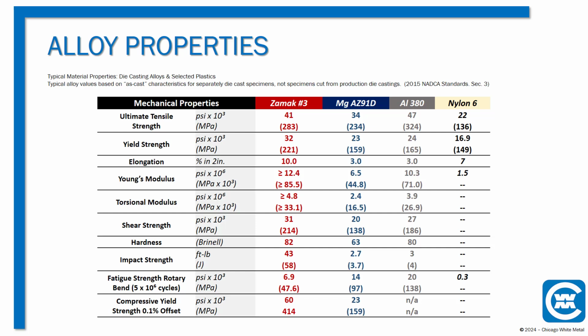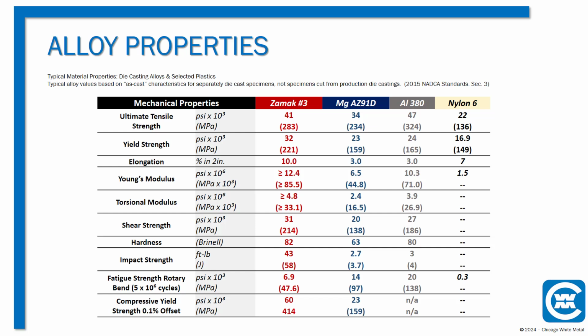The alloy properties, I'm not going to talk a lot about this, but if you're watching this, you can pause it and look at any properties you need to. We're also happy to send you information about this as a PDF or other file type. It gives all the chemical and physical breakdown of all the alloys that we cast: the Zamac, which is zinc, magnesium AZ91D, and the aluminum 380.